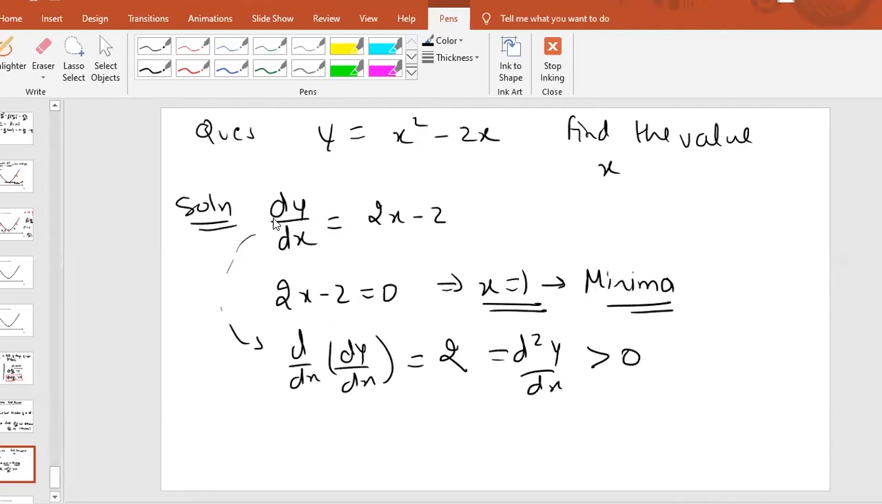See, we are differentiating dy by dx with respect to x. So dy by dx value is how much? 2x minus 2. So differentiation of 2x minus 2 is what? 2 minus 0, which means 2. 2 is greater than 0. If it is greater than 0, it means it's a minimum condition. So at x equal to 2, we have the minimum condition.